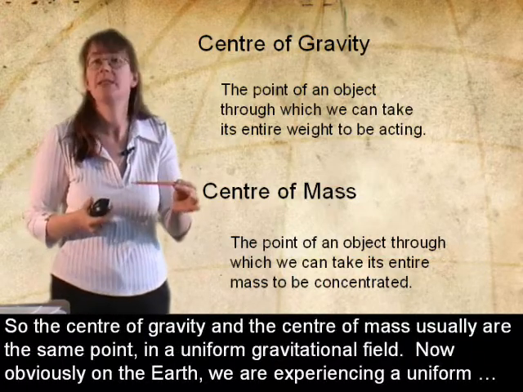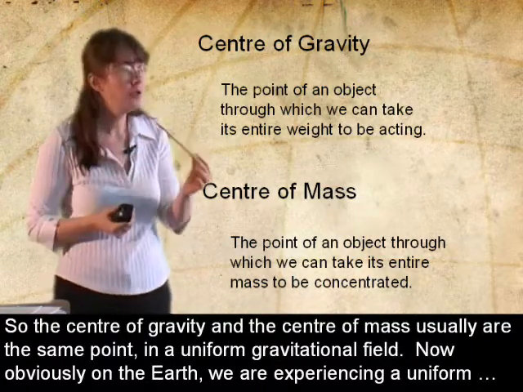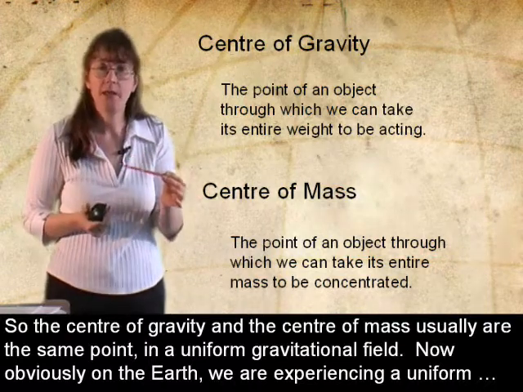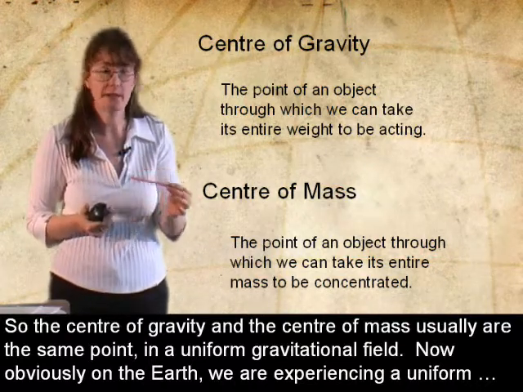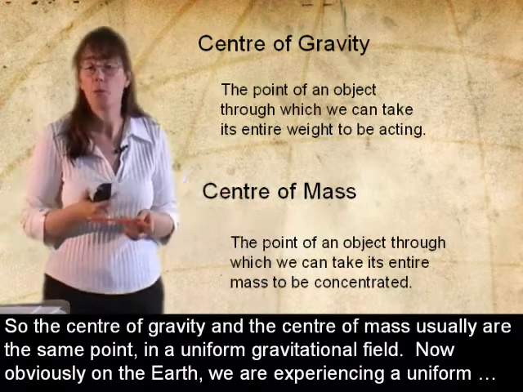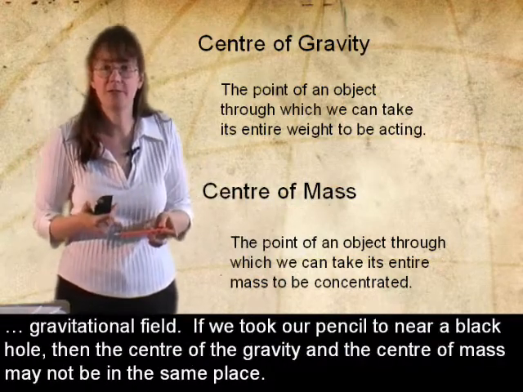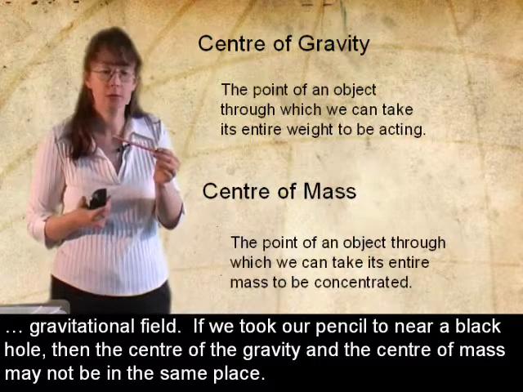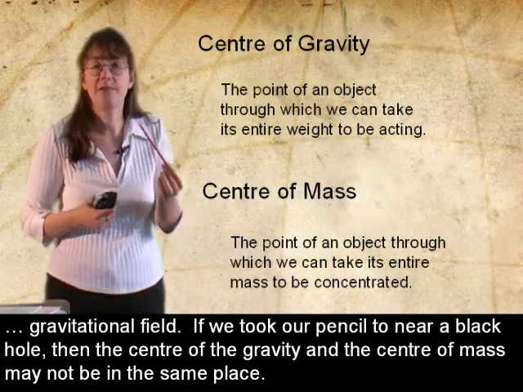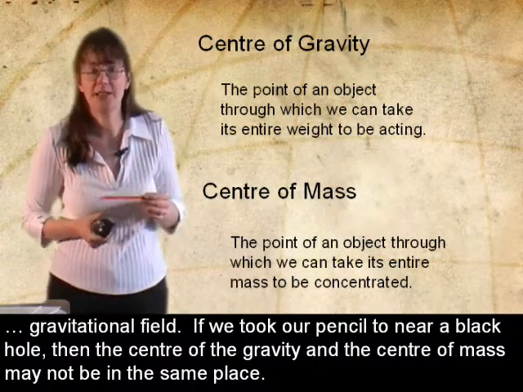So the centre of gravity and the centre of mass usually are the same point in a uniform gravitational field. Now obviously on the Earth we are experiencing a uniform gravitational field. If we took our pencil to near a black hole, then the centre of gravity and the centre of mass may not be in the same place.